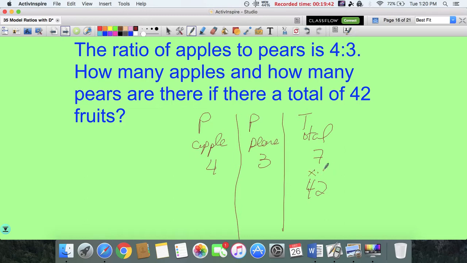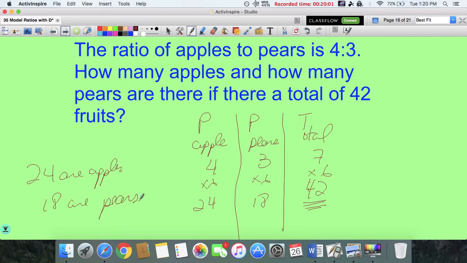What did I multiply that by? By 6. This is by 6, which gives me 18. This is by 6, which gives me 24. 24 plus 18 does equal 42, so that's correct. So what happens when there are 42 total fruits? 24 are apples, 18 are pears.